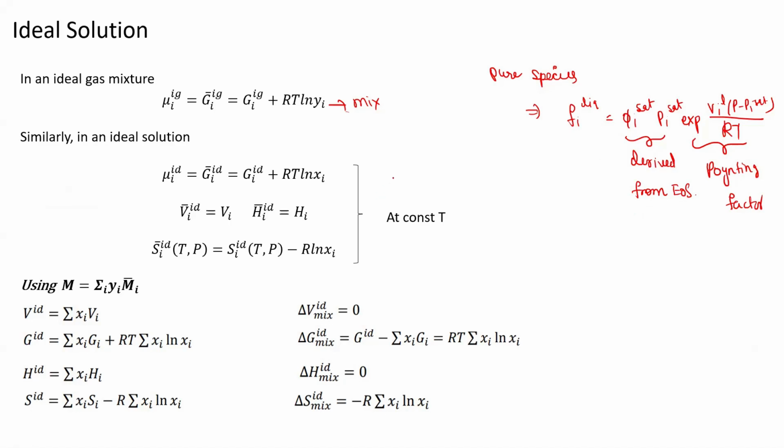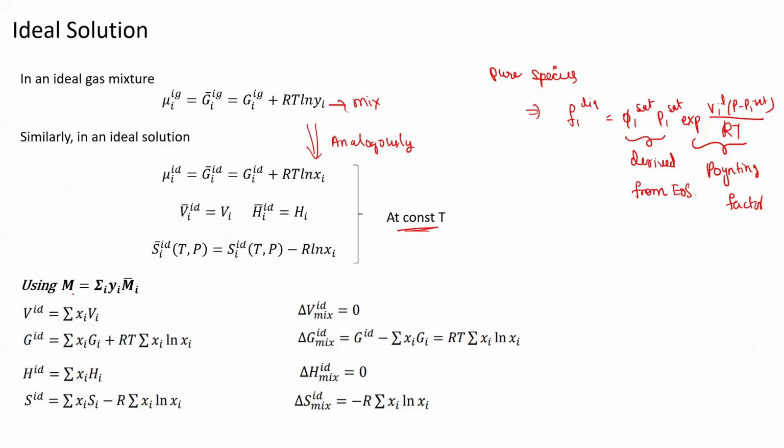So for the ideal mixture, we define it as this. Similarly, analogously, coming to the different properties, V_i^id is equal to V_i. This is similar to what we have observed for an ideal gas mixture. And for the entropy, minus R ln xi will be coming here. All these things are defined at a constant temperature.